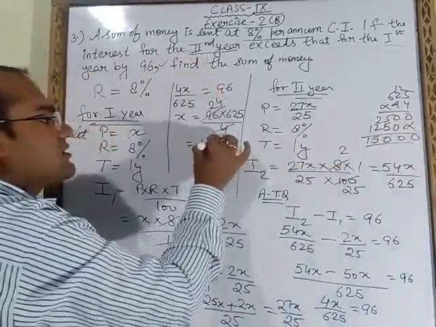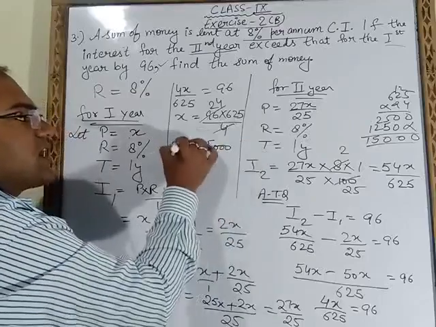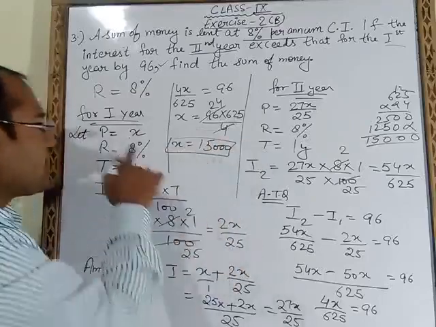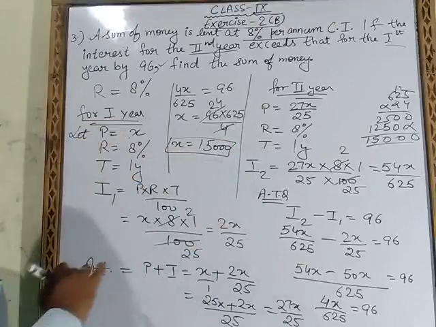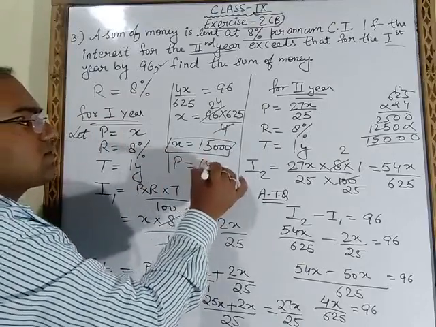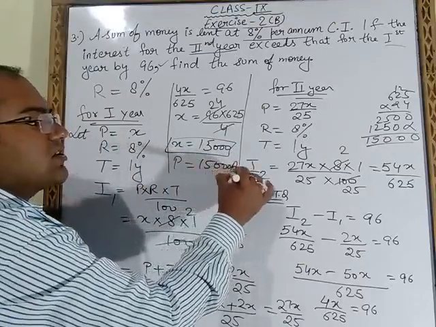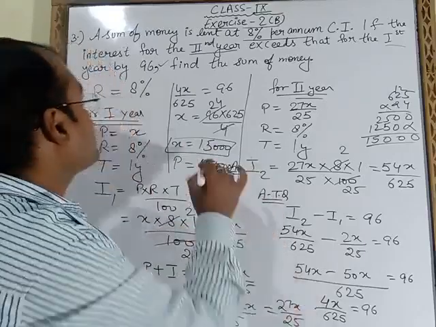So the answer is 15,000. This is the answer of x. And what is x? x is the principal of the first year. So the principal is 15,000, and this is your final answer. Like this you have to do question number 3.